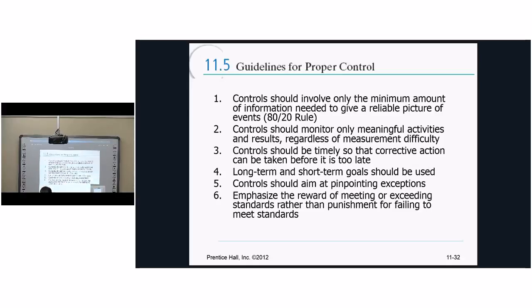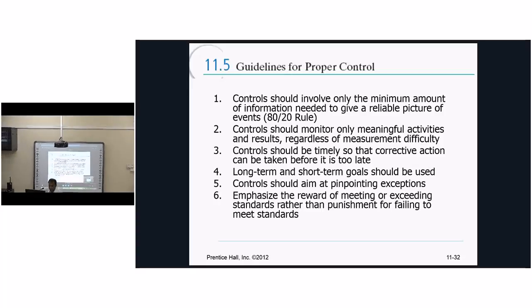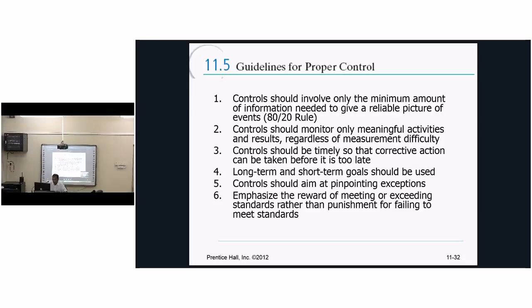And when you're designing controls, you need to keep these things in mind. Control should involve only the minimum amount of information. Because, for example, you may design a control which needs a lot of information, and it's never going to work. Control should involve only the minimum amount of information so you can easily extract and easily measure.